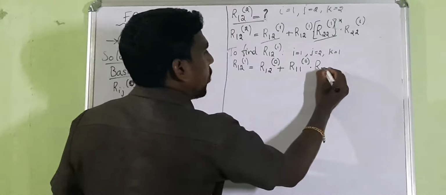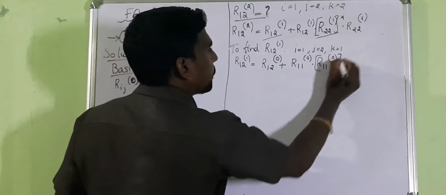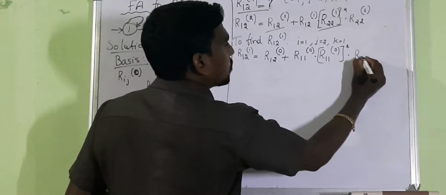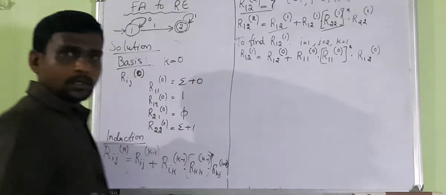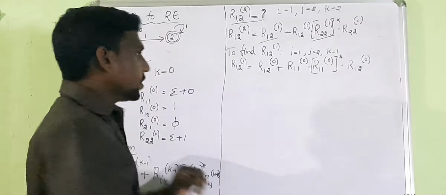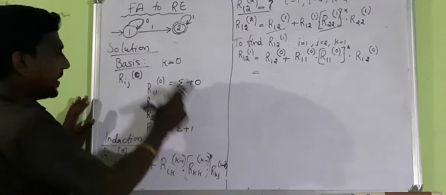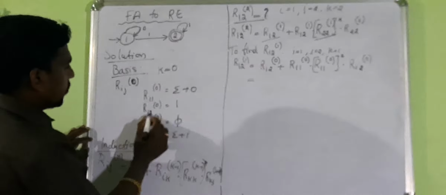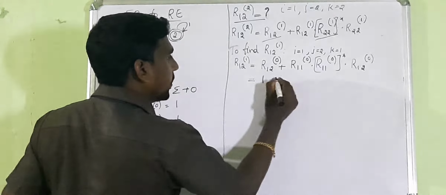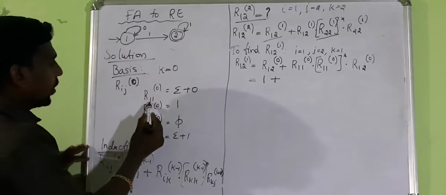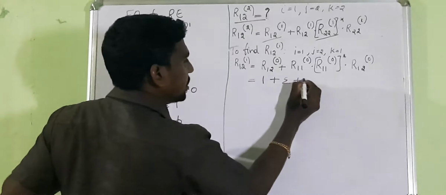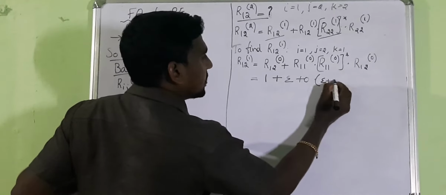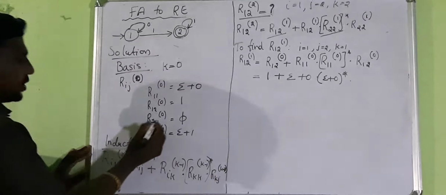So R11 power 0 the whole star, into Rkj power K minus 1, where K value is 1, J value is 2, power 0. So I got power 0 values, and I can take them from the basis part. What is R12 power 0? R12 power 0 is 1. So 1 plus, R11 power 0 here is epsilon plus 0, into R11 power 0, epsilon plus 0. So epsilon plus 0 the whole star into R12 power 0, which is 1.